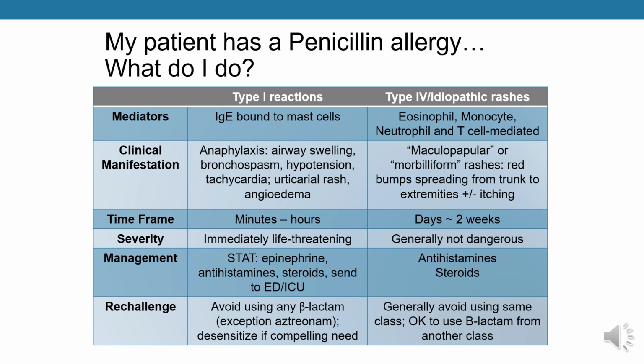Type 4 reactions tend to be delayed from days to weeks before the onset and manifest as maculopapular or morbilliform rashes. They're generally much less severe than type 1 reactions, but they can be very serious if it develops into Stevens-Johnson syndrome and DRESS, which is drug reaction with eosinophilia and systemic symptoms.